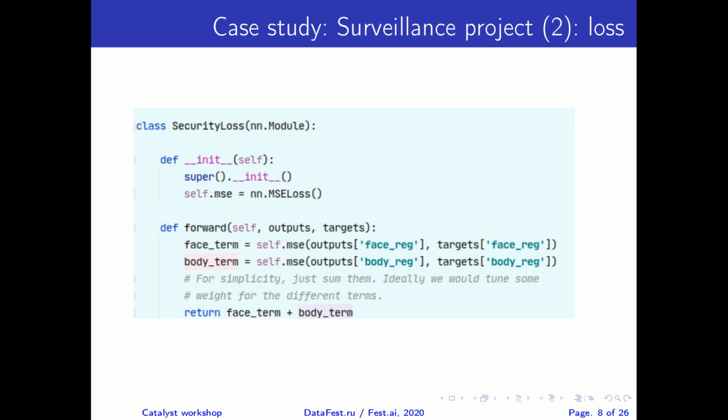So here the loss function would look something like this. It would be a weighted sum of the different loss terms. Here, for simplicity, I'm just summing them. But obviously, in a real-world project, you also want to put more weight on tasks which are more important.